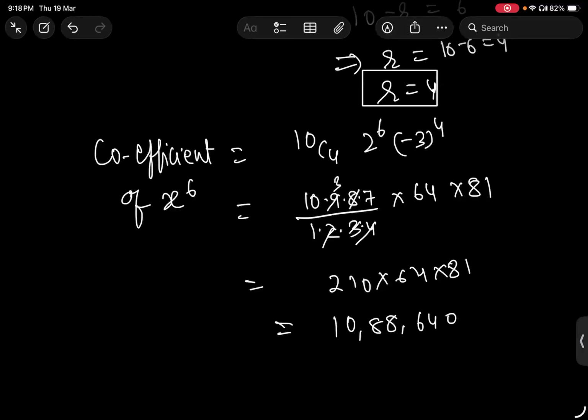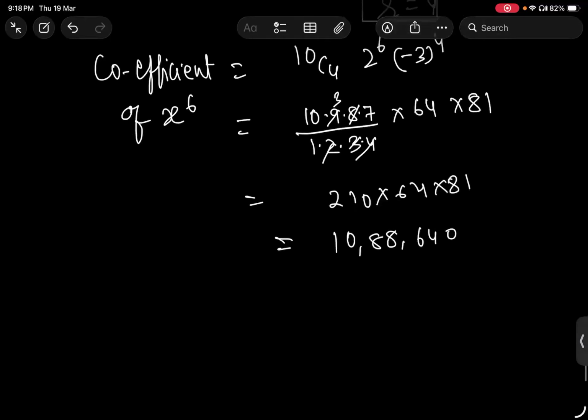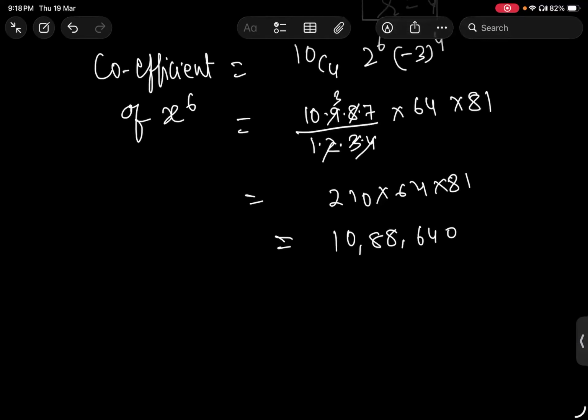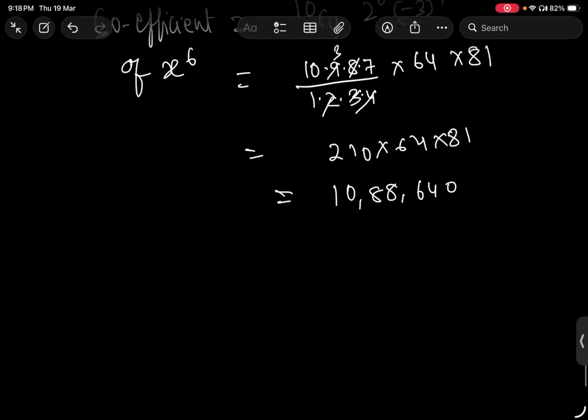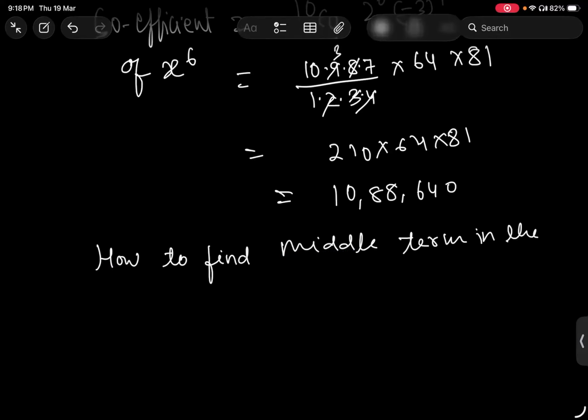And apart from this, we also use the general term to find the middle term as well. So how to find the middle term in the binomial expansion.